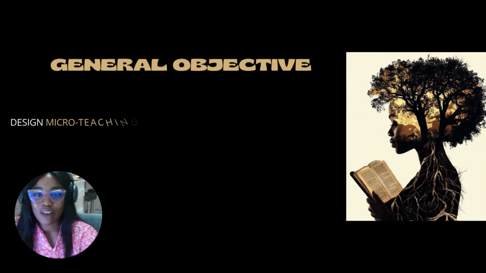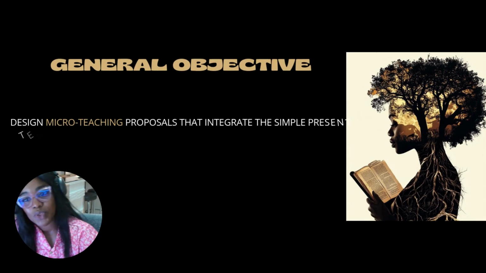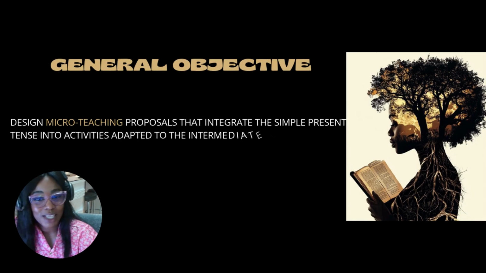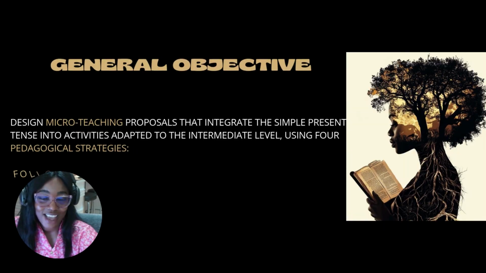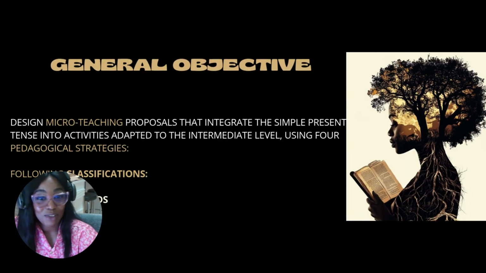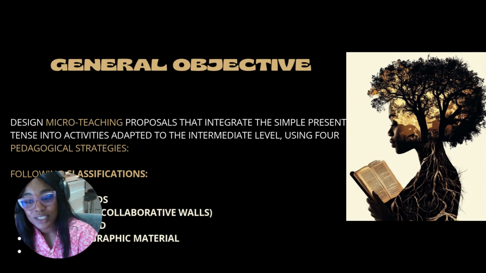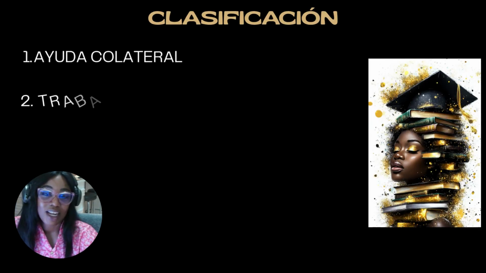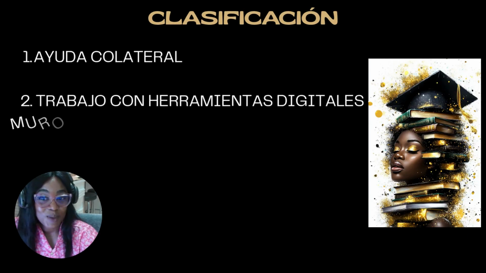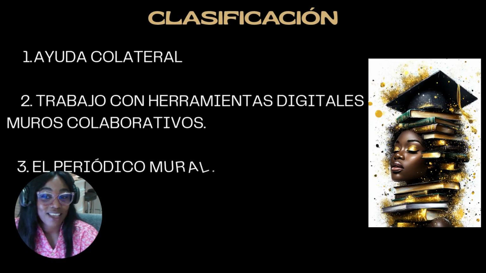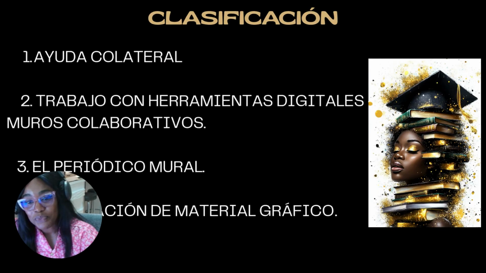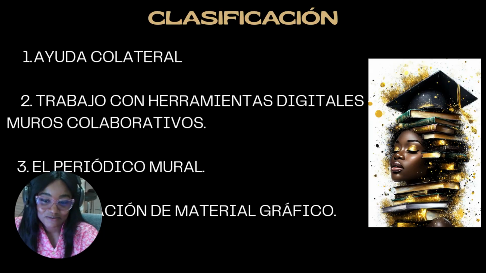Now we have our general objectives. What are they? To design a micro-teaching proposal that integrates the simple present tense into activities adapted for intermediate levels using 4 pedagogical strategies. We're about to see those strategies in our classification tool, which is in Spanish: ayuda colateral, trabajo con herramientas digitales, periódico mural, o programación de material gráfico. In those cases will be collateral aids, digital tools, bulletin board, and the creation of a graphic material.